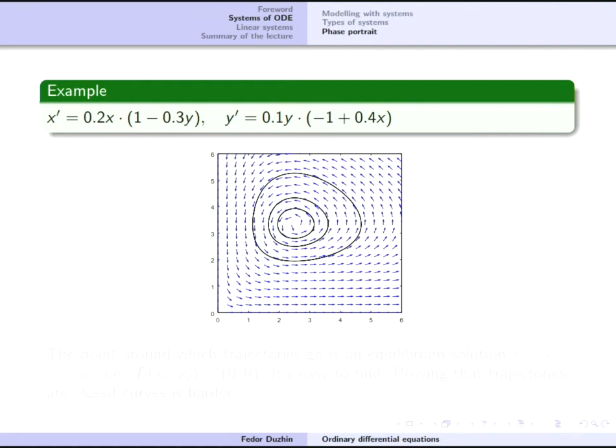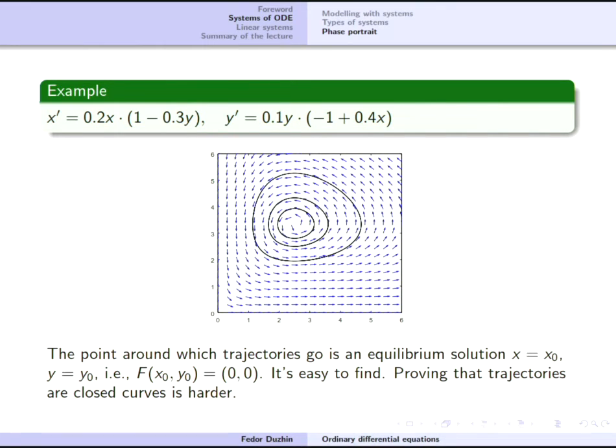So here is another example. Notice that now the right-hand side of the differential equation is a nonlinear function. Here the right-hand side contains the product of x and y. So this is a nonlinear differential equation. And yet it happens that trajectories are closed curves again.